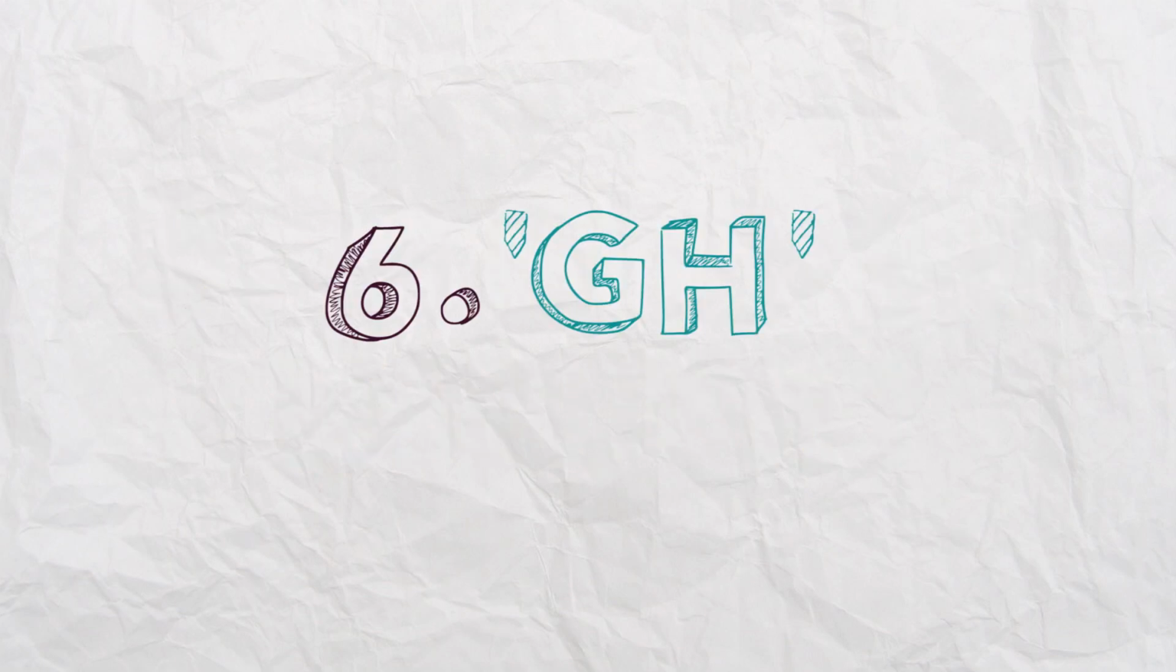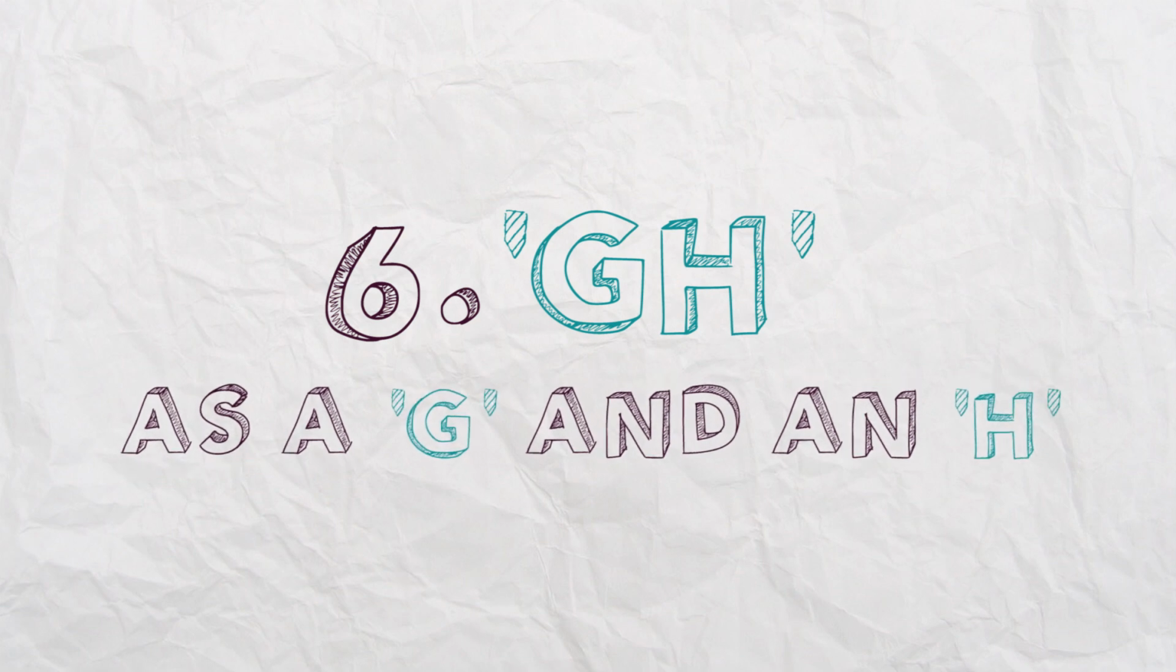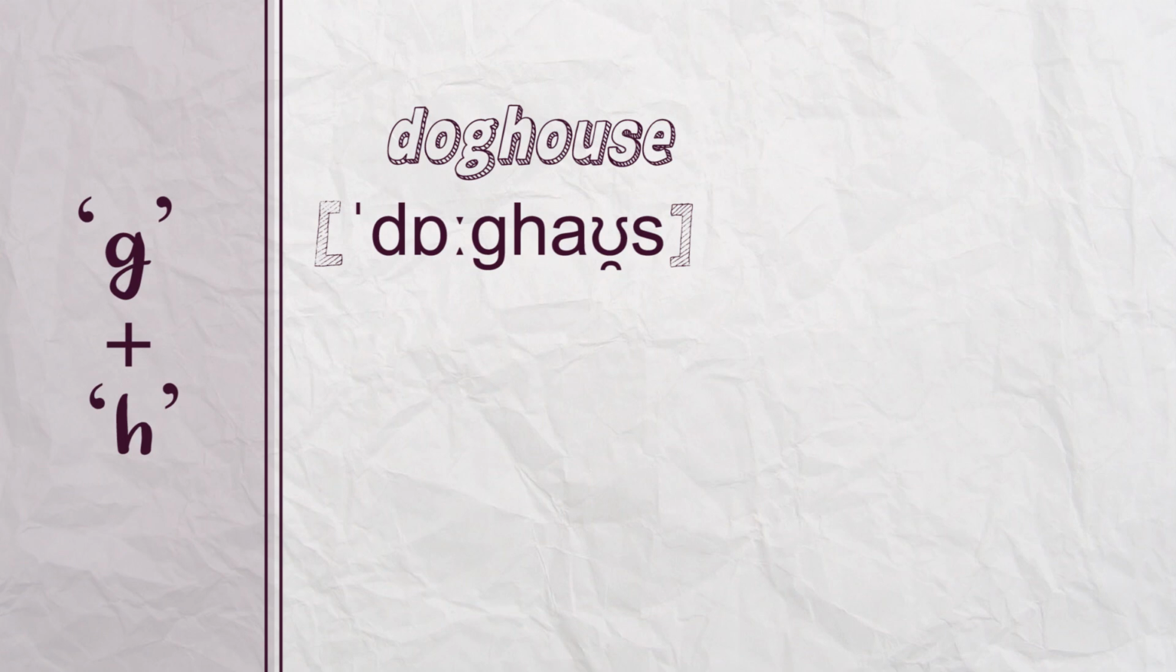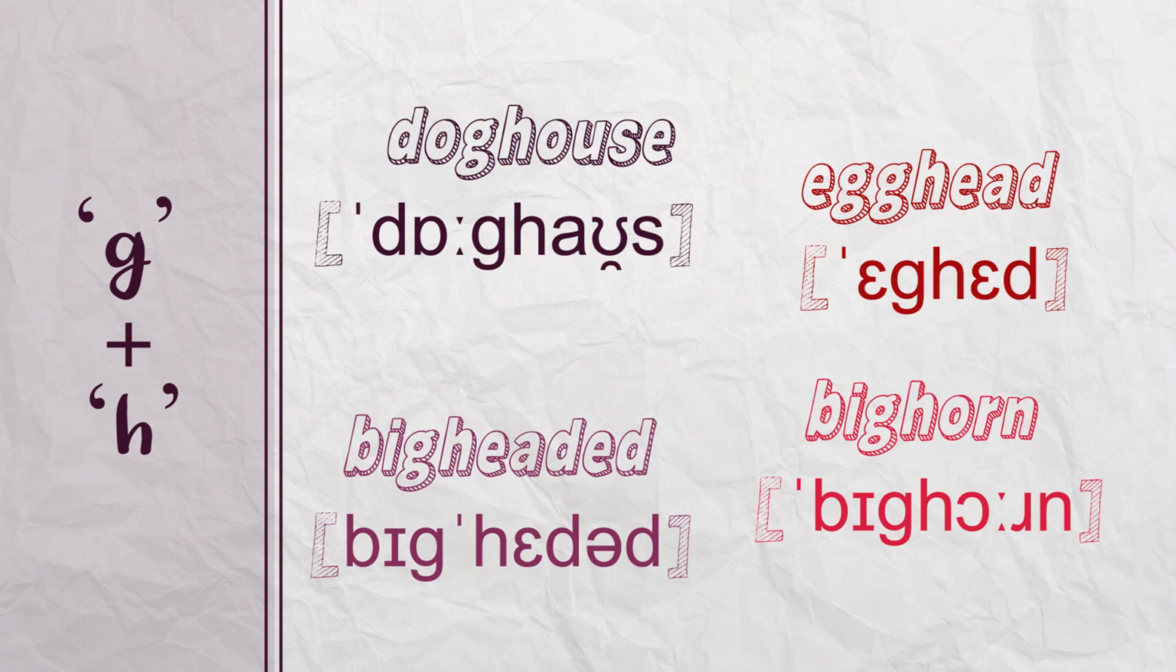And then the last group is group 6, in which GH is not actually a GH together. It's a combination of G and H, which randomly happen to be written next to each other, but they belong to 2 different morphemes or roots of the word. For example, when you write the word doghouse, in which you don't write a space or a hyphen, GH happen to come one after the other, but they are 2 different phonemes. So it's the phoneme G and then the sound H. So it is pronounced as such, doghouse. And then the word big-headed or egghead or bighorn.